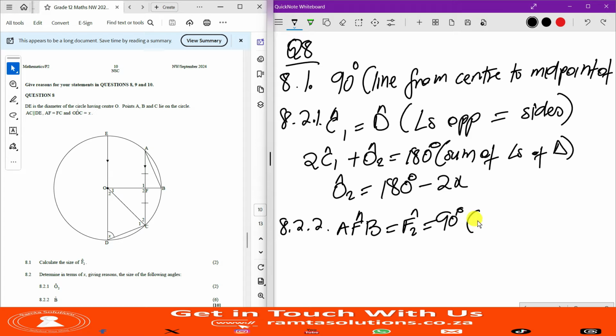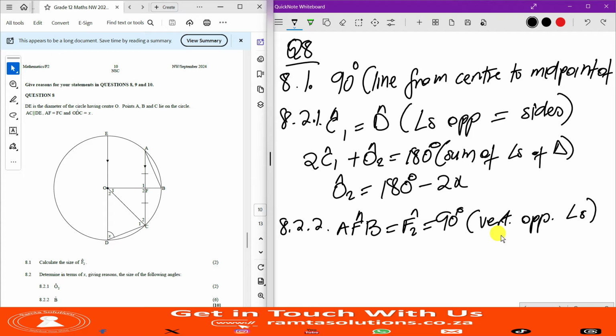What's the reason? These are vertically opposite angles, all right? That's something that we should know. Another thing that we ought to know is this.